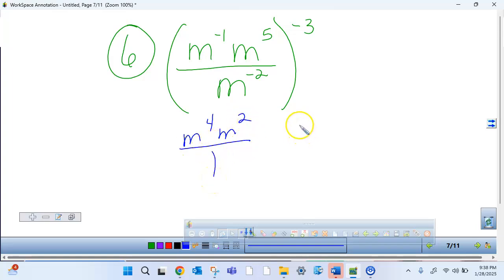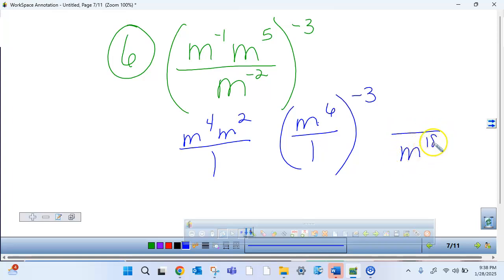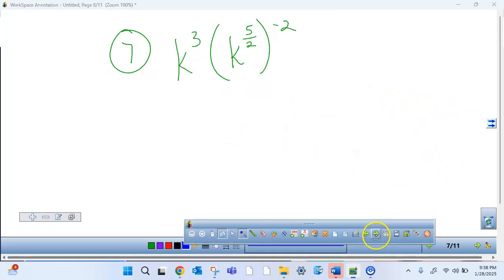That means I have m power 6 over 1 in my fraction. And I'm going to take that and raise it to the power of negative 3. So each item gets raised to the power of 3 but reciprocated. So m power 6 to the power of 3, you multiply the exponents, that gives you m power 18, but it has to be reciprocated. 1 power 3 reciprocated, well, that simplifies to 1. And so you end up with 1 over m to the power of 18.